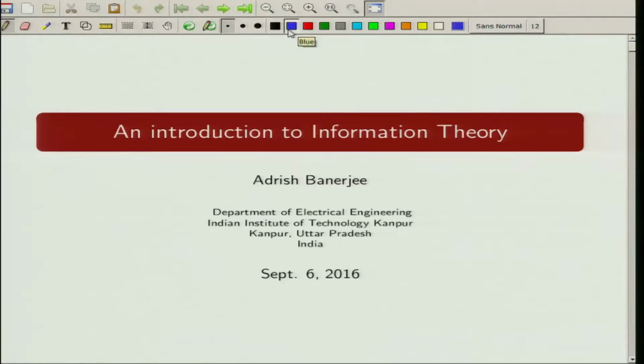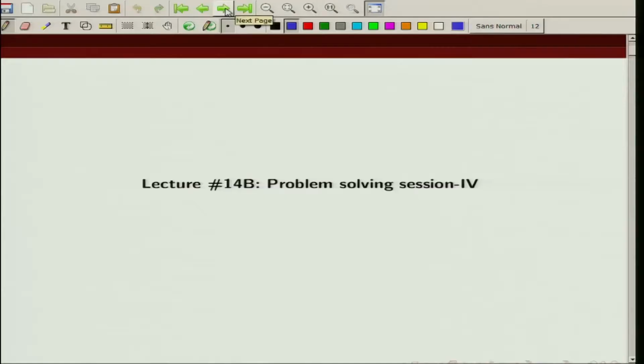Welcome to the course on an introduction to information theory. So this is our last lecture, so I thought why not solve some problems related to information theory. So we are going to devote this session to some problem solving.